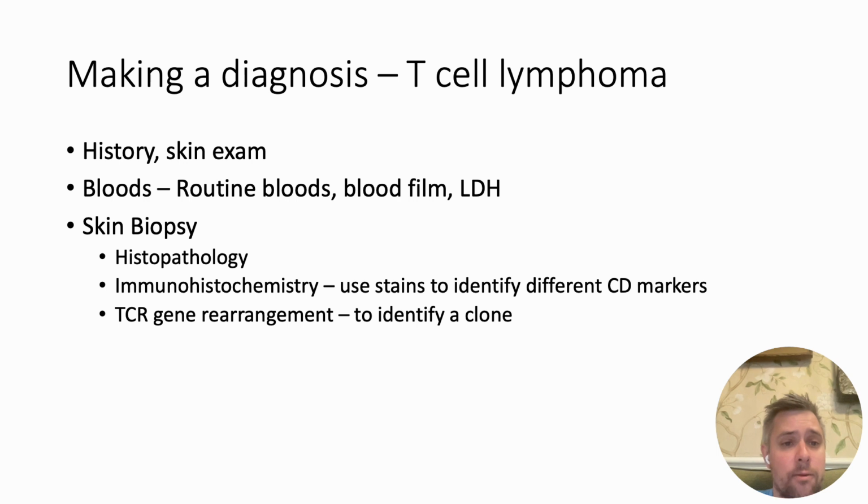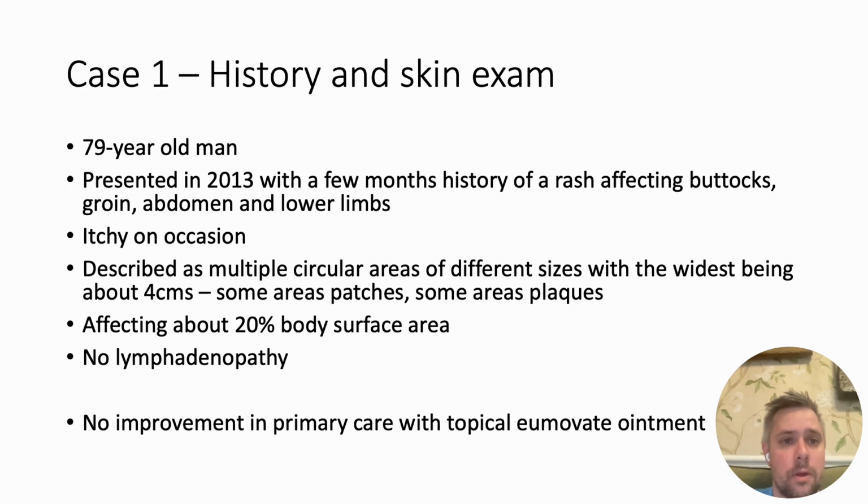You then probably will want to do, for a lot of them, routine bloods, and you might include a blood film and an LDH. And then you will do a skin biopsy and you'll be looking at a few things. In general, the pathologist will be looking at general H&E histopathology, looking at the morphology of the cells and the pattern of the cells. They'll then do immunohistochemistry and use the different stains mentioned before to identify different CD markers. And then they'll do TCR gene rearrangement, as mentioned before, to identify a clone.